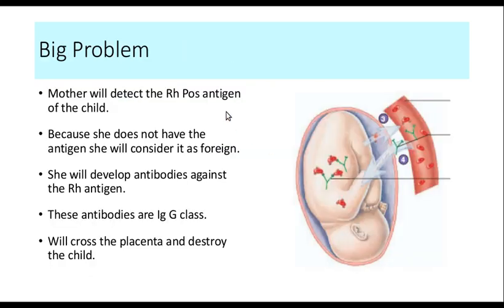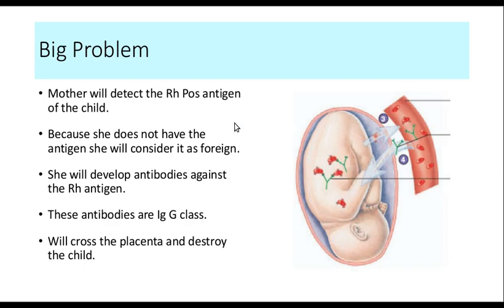The mother will detect the Rh positive antigen in the child. Because she does not have the antigen in her, she will consider it as foreign. She will develop antibodies against this Rh antigen. The antibodies are IgG in class, so they can cross the placenta and destroy the child.